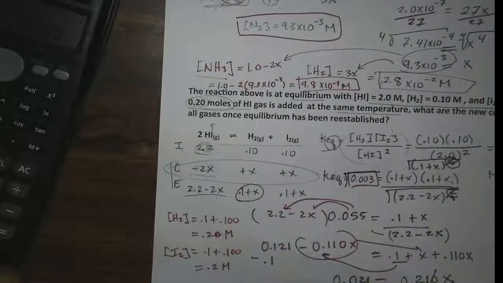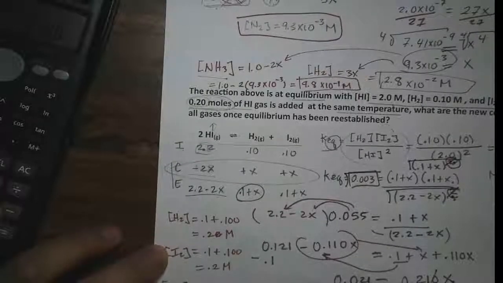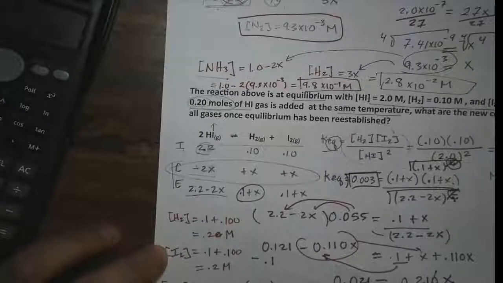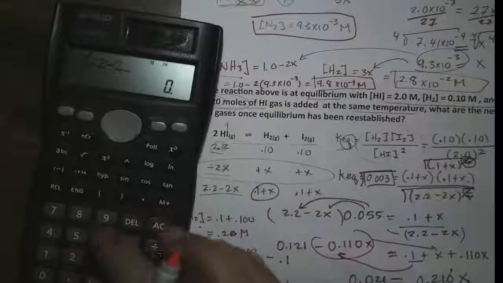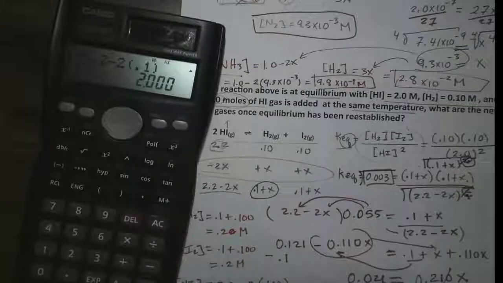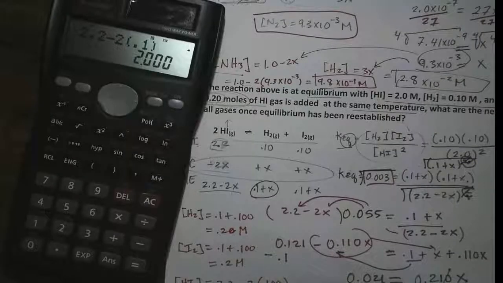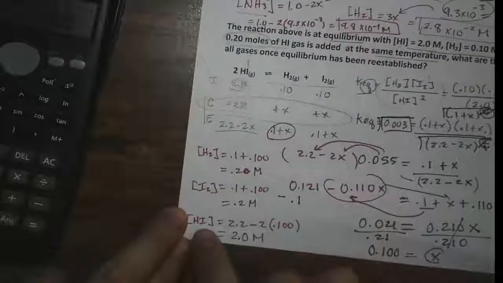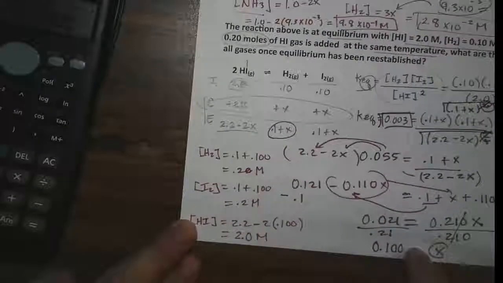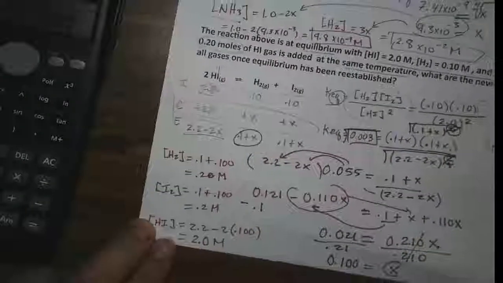And what about for HI? Well, of course we do the same thing. We just plug in the x. So for HI, we have 2.2 minus 2 times 0.100. Let's plug it into a calculator: 2.2 minus 2 times 0.1, which gives us 2.0 molarity. And those are the concentrations at equilibrium. Again, for the HI, or hydrogen iodide, we just plug in the x value that we discovered here, and that's what we get. These are the concentrations of the new equilibrium.